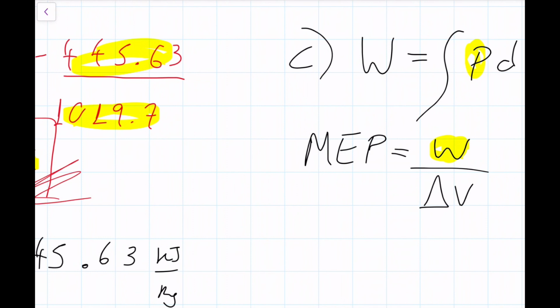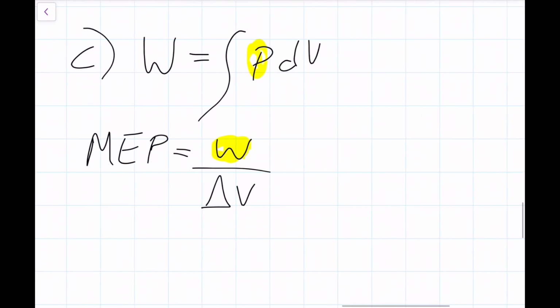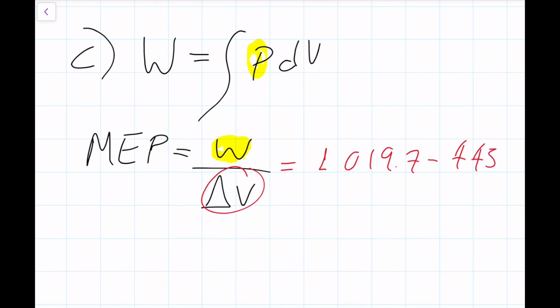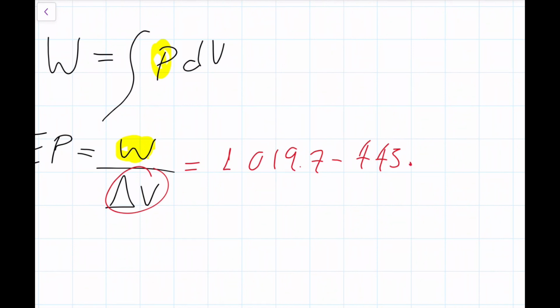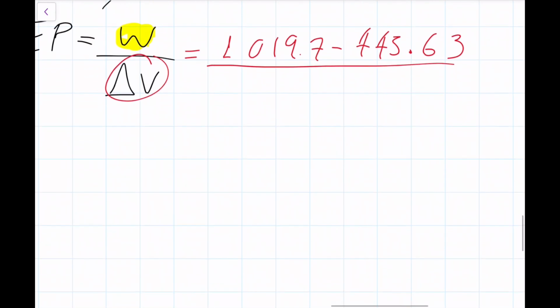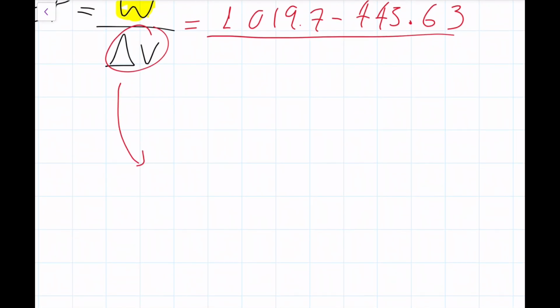And the delta V, we don't have it yet, but we can calculate it because we have the first state pretty much defined, right? We have pressure, volume, and all of that. So let's grab our delta V so you can plug it in. So this is going to be 1019.7 minus 445.63, over a delta V that we don't know yet, but we can find out.